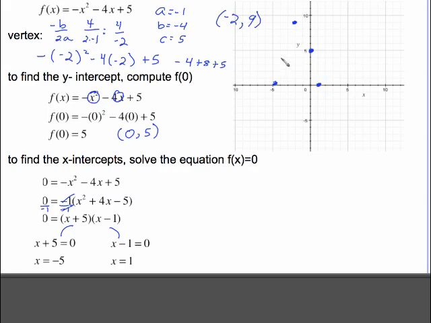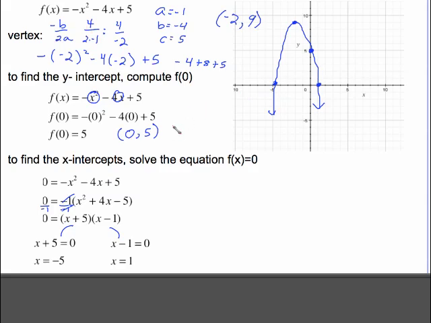Now, this is looking kind of strange, and the reason it's looking strange is because it was a negative x squared. We know that this is going to be an upside-down parabola. So off screen, I drew it for you, and that's my rendition of the parabola, but we do know it's upside down because of the negative.